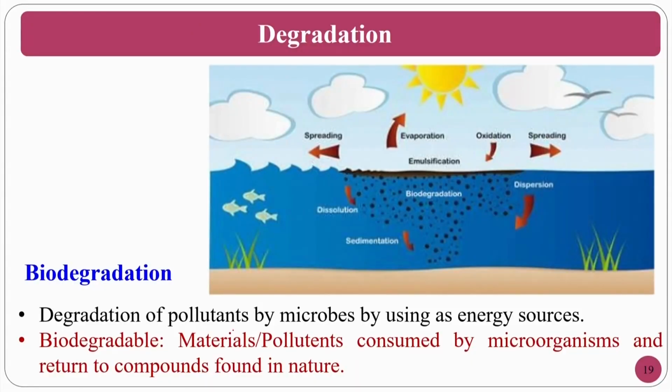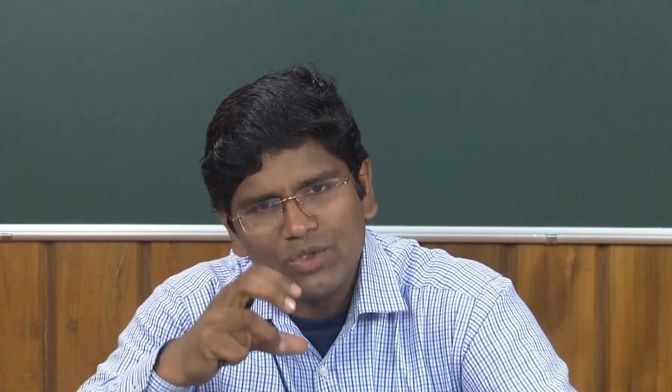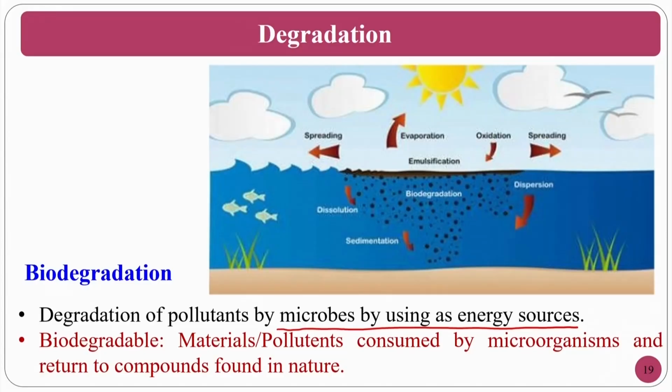Okay. Degradation of pollutants by microbes using them as an energy source. What is biodegradation? Whenever you throw certain pollutants or materials into the water body or any body, the microbes which are there use these materials as energy sources and consume them without any problem to themselves. That is called degradation by microbes. That is called biodegradation. Biodegradation is where the materials or pollutants are consumed by microorganisms and the compounds are returned to nature. Okay. So, this is what biodegradation is.